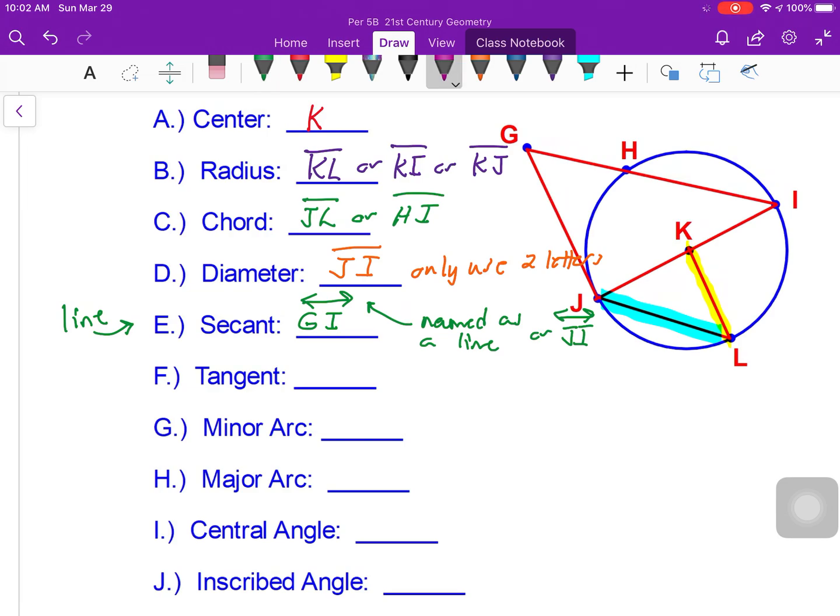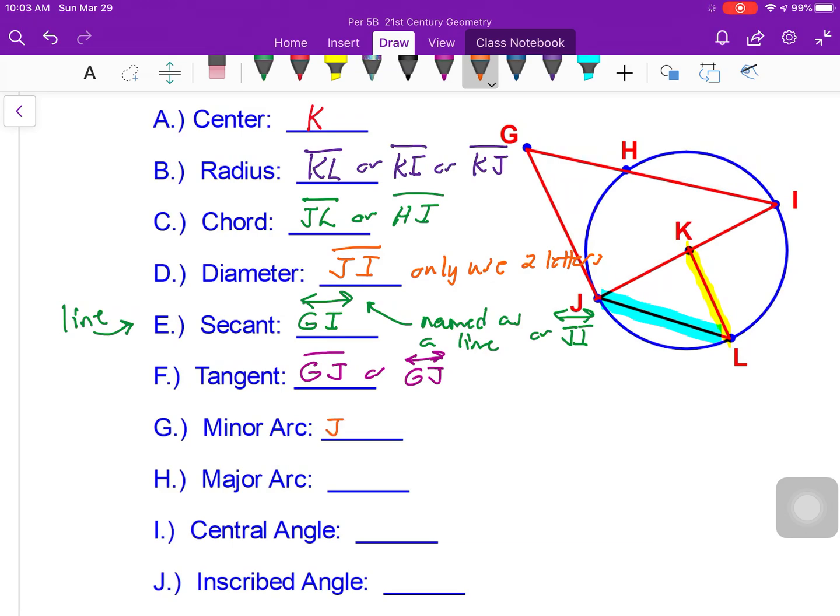A tangent. Now, a tangent can only touch the circle at one point, so I could call it G to J, or G to J. And usually they want a line when they're asking for just a tangent, unless they ask for a tangent segment or a tangent ray.